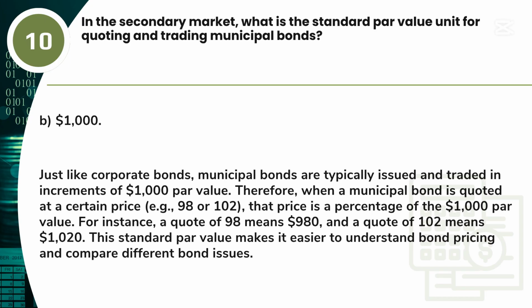Answer: B. $1,000. Just like corporate bonds, municipal bonds are typically issued and traded in increments of $1,000 par value. Therefore, when a municipal bond is quoted at a certain price, for example 98 or 102, that price is a percentage of the $1,000 par value. For instance, a quote of 98 means $980, and a quote of 102 means $1,020. This standard par value makes it easier to understand bond pricing and compare different bond issues.